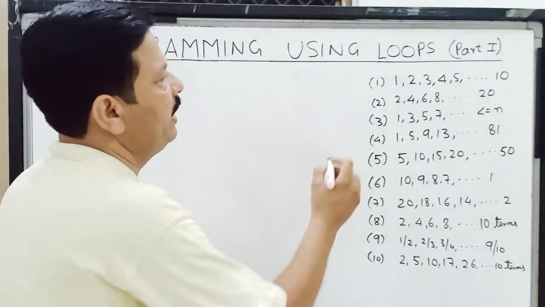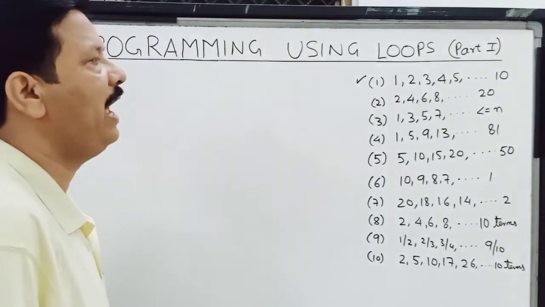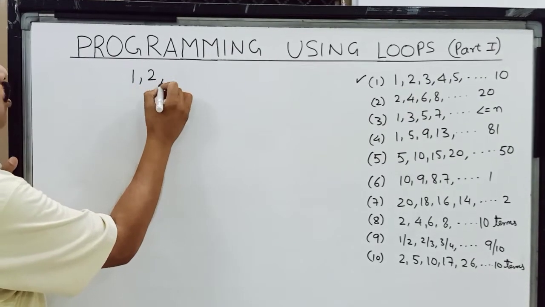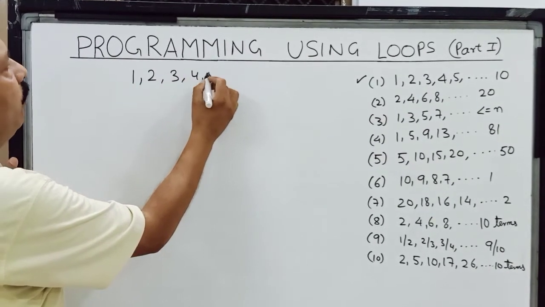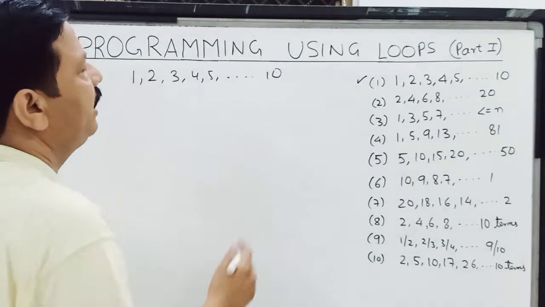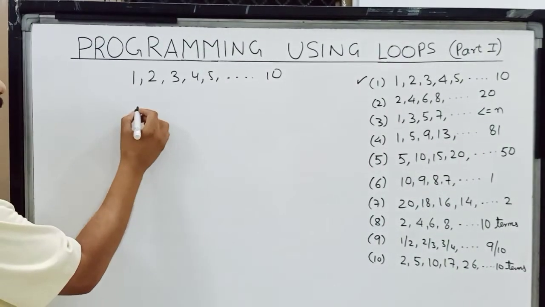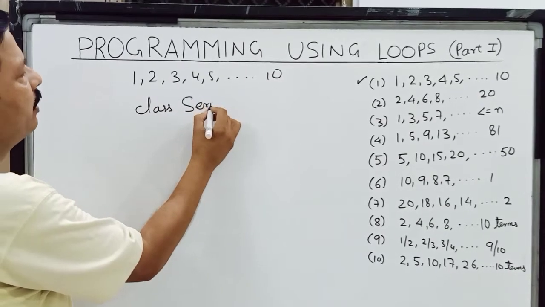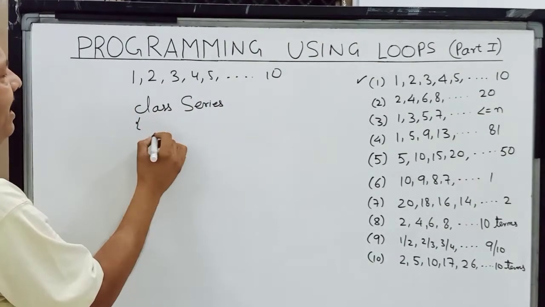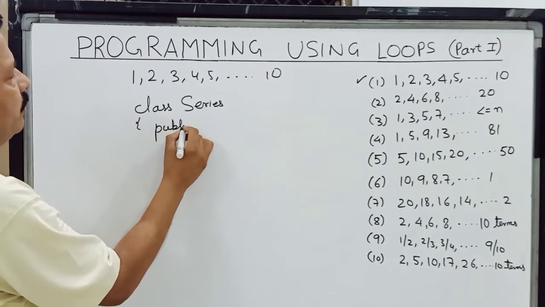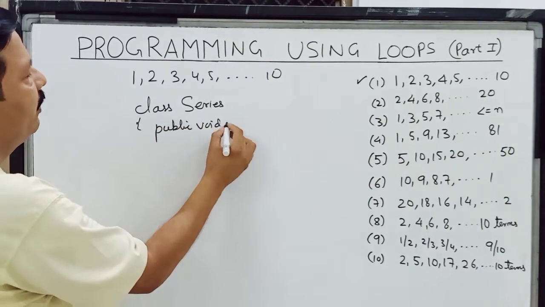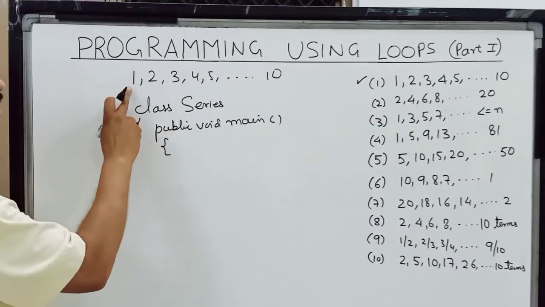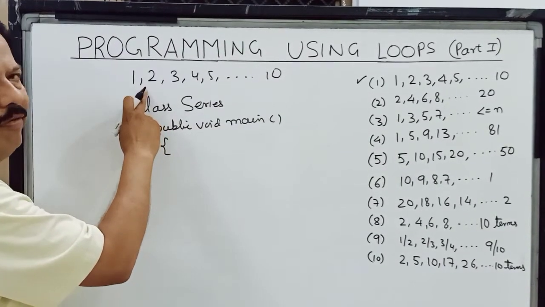So the first series given over here is to print the natural numbers, and it is to print 1, 2, 3, 4, 5, and you have to print up to 10. So children, this program can be done like this. We write class, say series, then we write public void main. This is what you always write. And children, we have to generate numbers from 1 to 10 with a difference of 1.